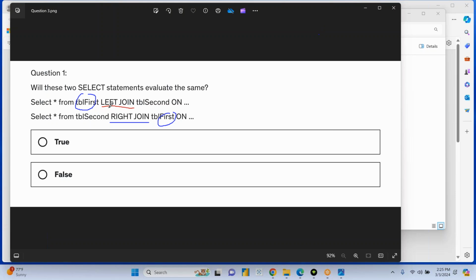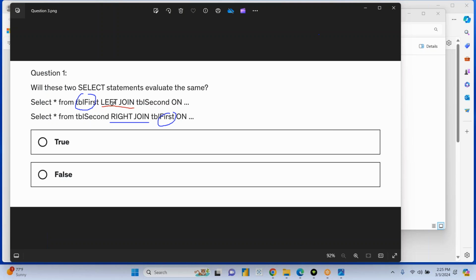So one thing to check if you are given this kind of question: check if a left join and a right join will evaluate the same. Just go and check the prioritized table. If the two statements have the same prioritized table, then they will evaluate the same. So that's just the test you have to do.